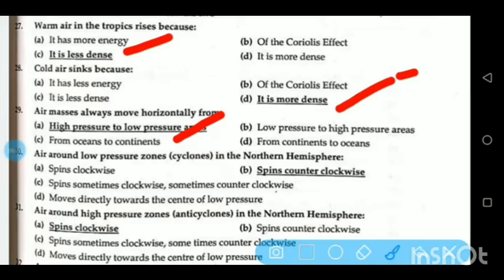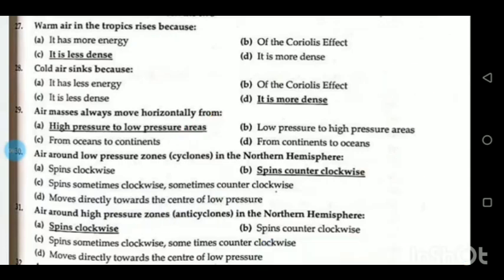Air around low pressure zones, cyclones, in the northern hemisphere spins counterclockwise. Air around high pressure zones, anticyclones, in the northern hemisphere spins clockwise.